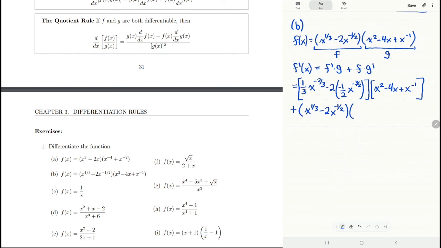So we need the derivative of g. The derivative of x squared is 2x. The derivative of negative 4x is negative 4. And the derivative of x to the negative 1 is negative 1 times x to the negative 2.